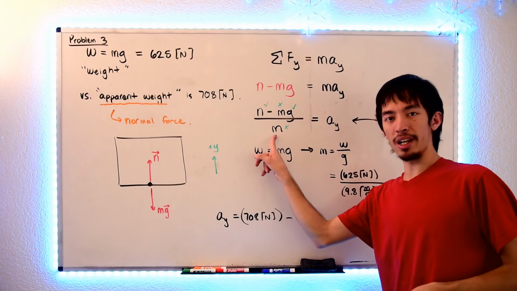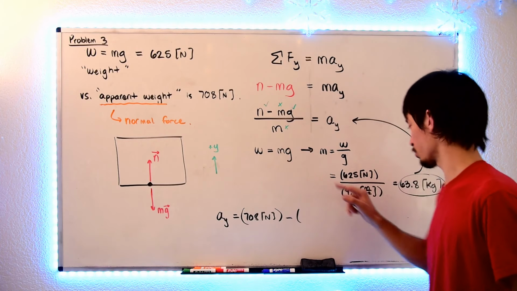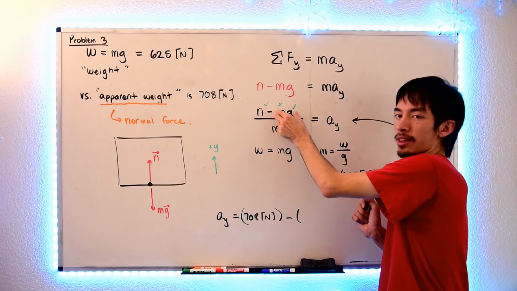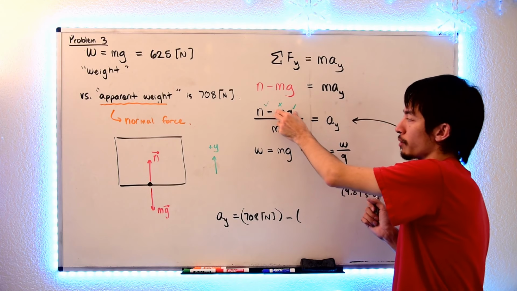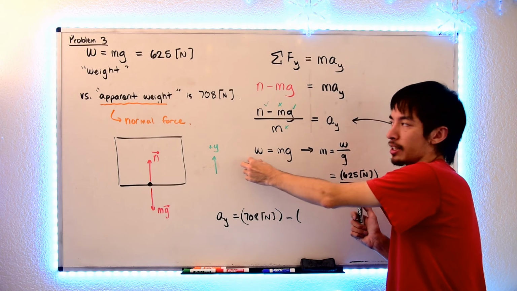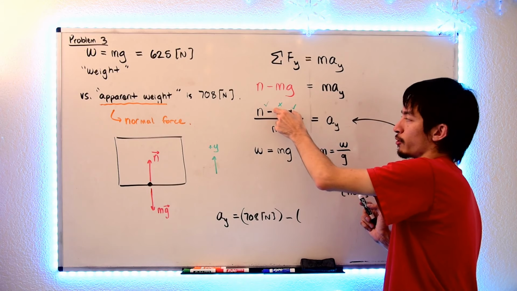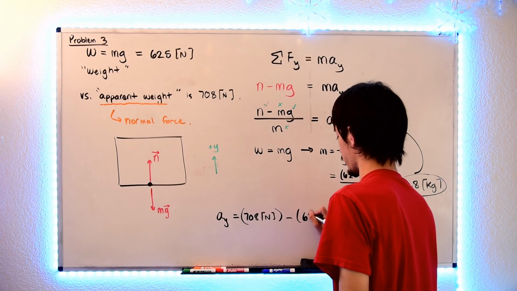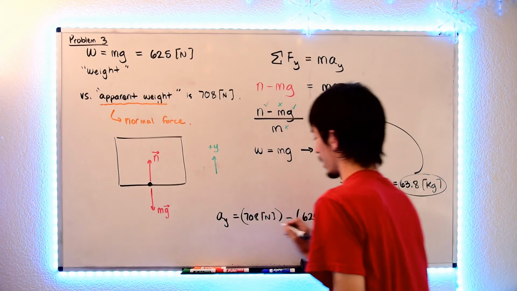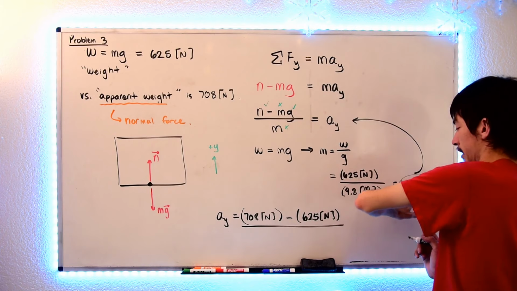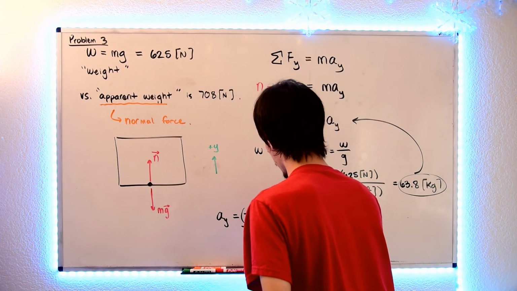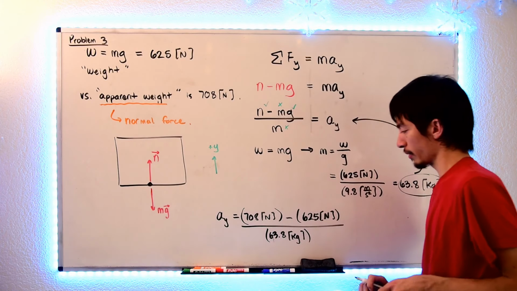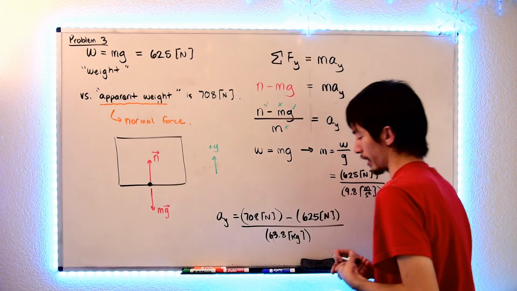You're still going to have to plug in the mass into the bottom because it's by itself. That's why we needed the 63.8 kilograms. But because the mg is lumped together in the top as one piece, that's just the weight. So we could just write mg as the weight, which we know is 625. So we don't even need to bother plugging in the mass in the top. So 625 newtons. In the bottom, we will plug in the mass because it's by itself. So it's 63.8 kilograms. Let's just calculate this out and we'll get the acceleration.